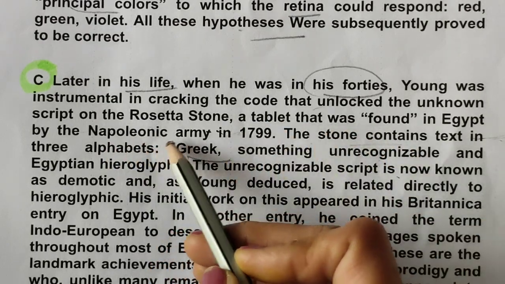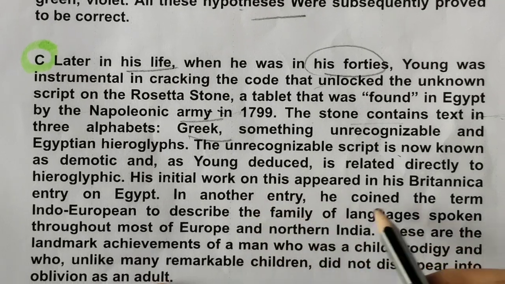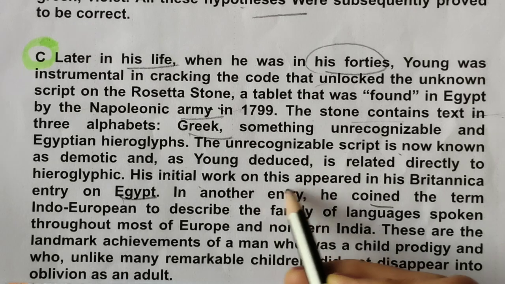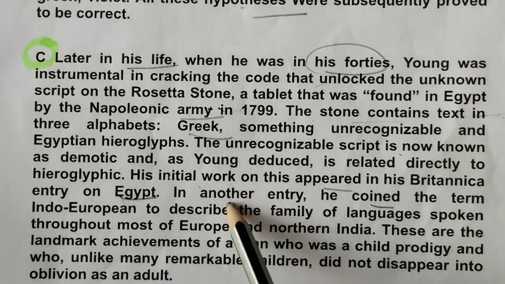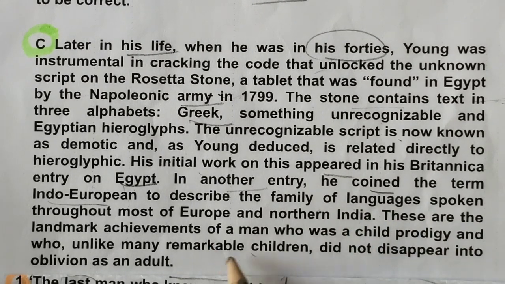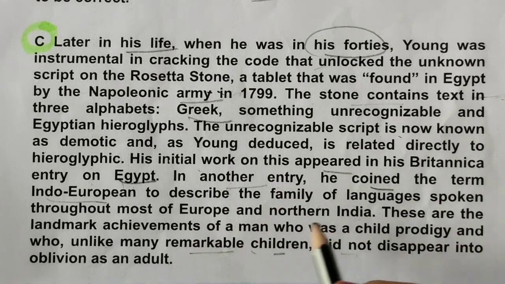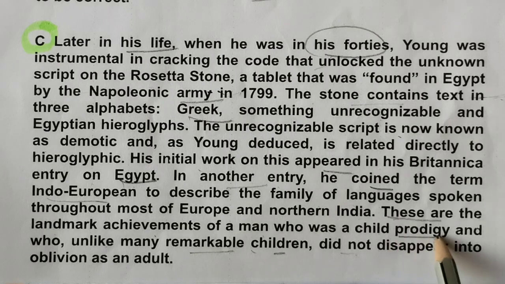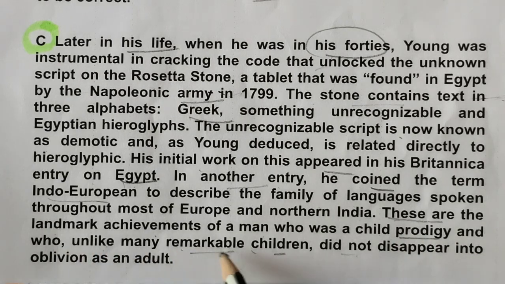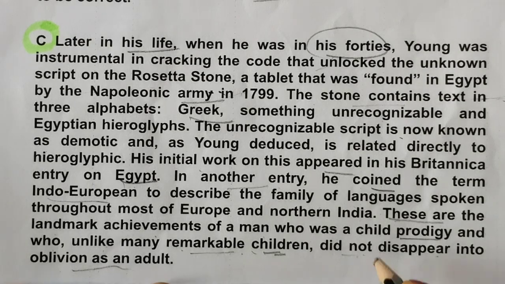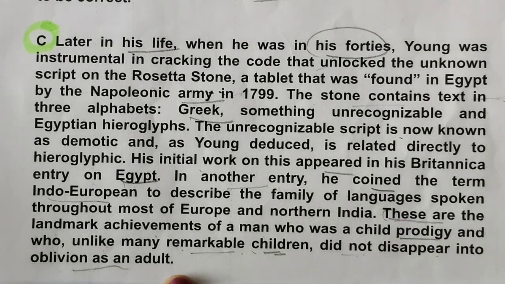Greek, some army. I will not read it thoroughly because I am looking for something different. Okay, Egypt. His initial work appeared in the Britannica entry on Egypt. In another entry, he coined the term Indo-European to describe the family of languages spoken. Unlike many remarkable children, he did not disappear into... Okay, let's read it from here. These are the landmark achievements of a man who was a child prodigy and who, unlike many remarkable children, did not disappear into oblivion as an adult. Okay, let's continue to the next paragraph.